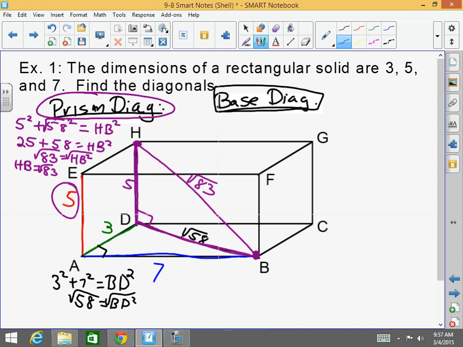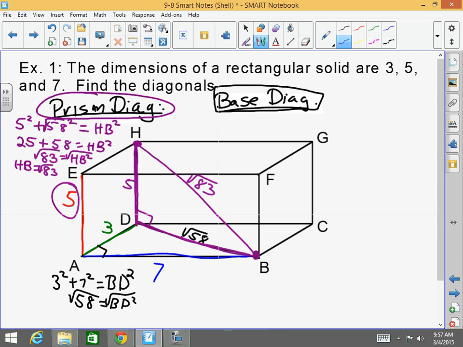Please always be cognizant of which diagonal they're asking for. Sometimes they ask for the diagonals. That means they want the base and the prism diagonal. Sometimes they just say base diagonal. Sometimes they just say prism diagonal. If they say diagonals, they're looking for both. This is huge on the SAT.